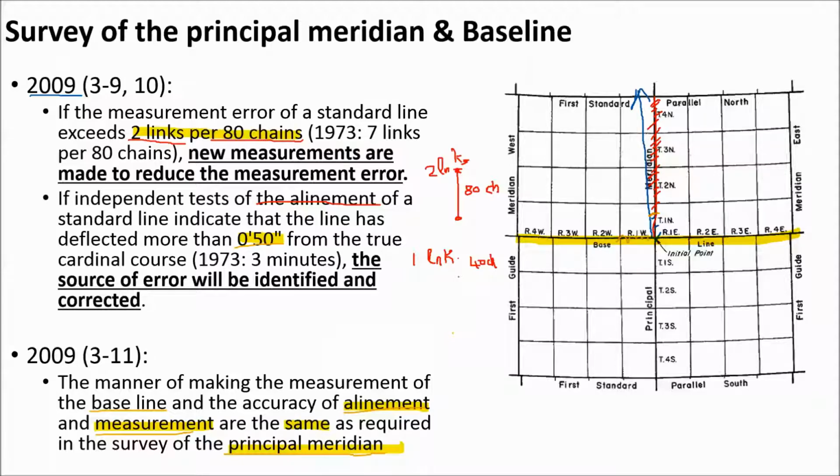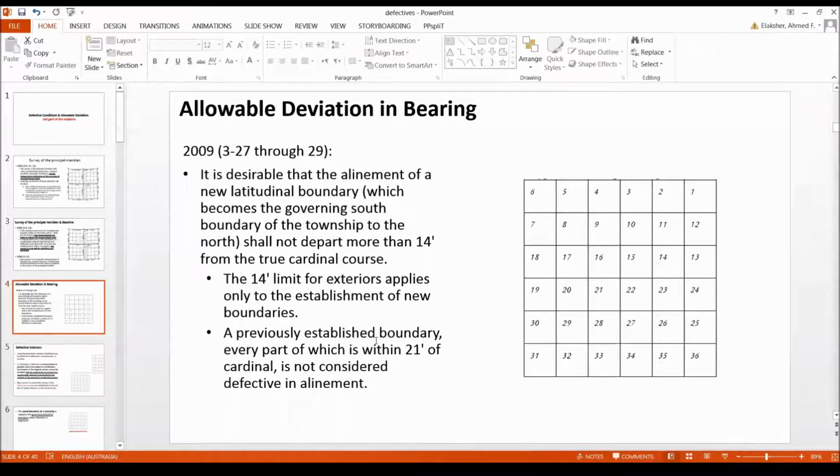Okay, so let me go back here to my presentation, continuing what we just started. So talking now, going from the principal meridian and baseline, now talking about the townships. What are the limitations for the townships? And the manual also does tell us this.